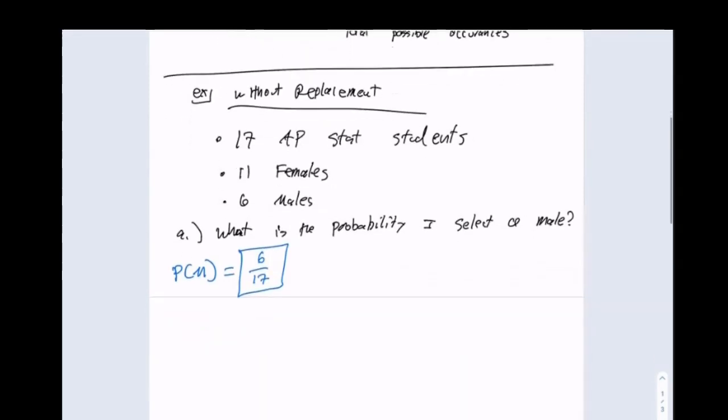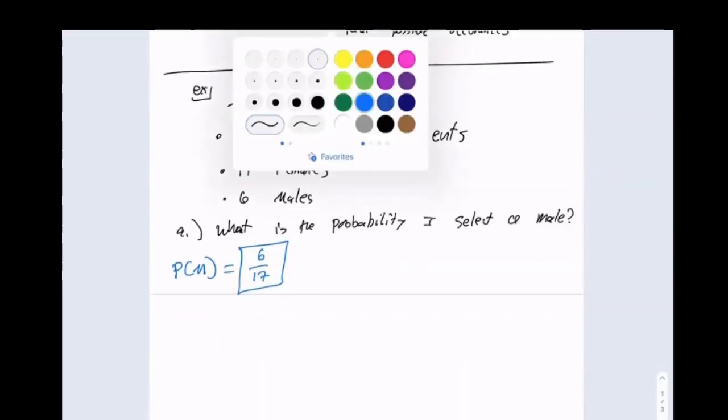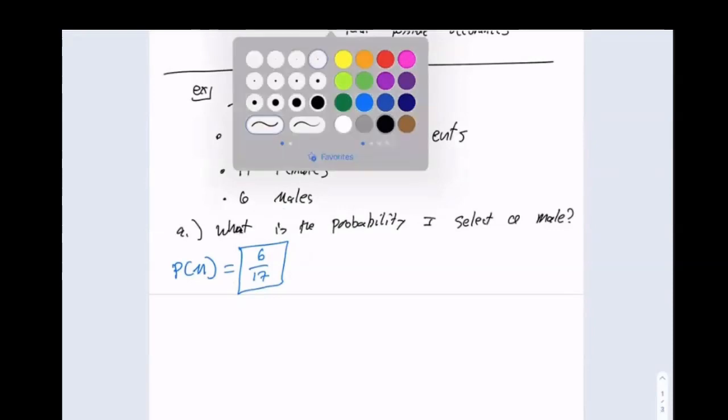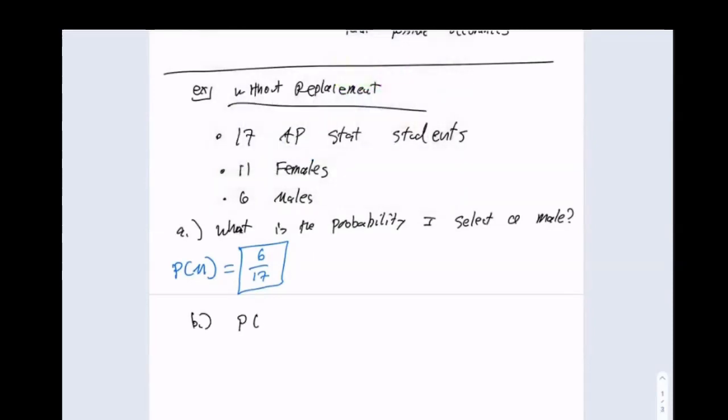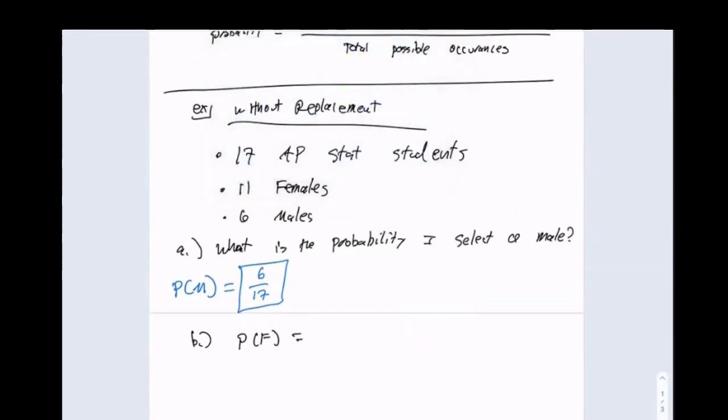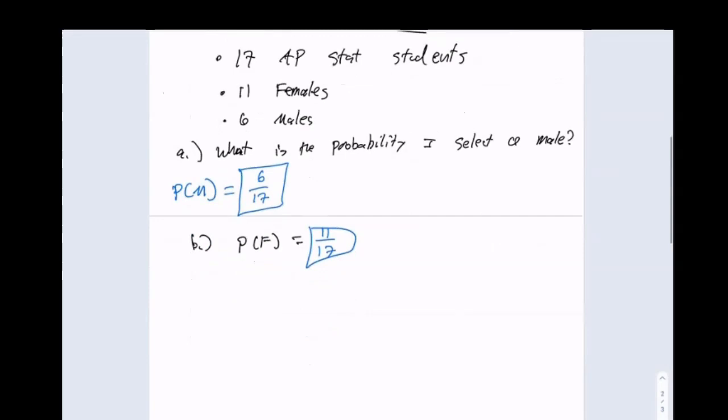And if I wanted to select a female, what's the probability that I select a female? 11 out of 17. So in the selection of just one individual, it's normal probability. That's kind of like the questions that you had before. Now, in my other questions that we did, we had with replacement.